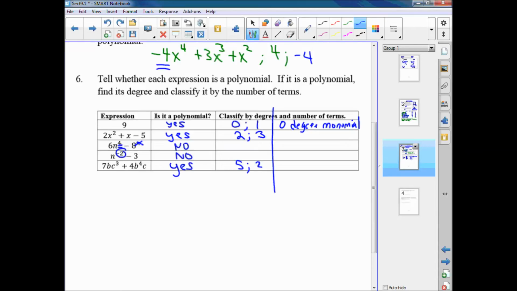Okay. Our second one is a 3rd degree. Okay. And oh, I'm sorry, that wasn't 3rd degree. That was a 2nd degree. So a 2nd degree trinomial. Okay. And then our last one down here was a 5th degree binomial. Okay. All right, let's flip it over and take a look at the last page.